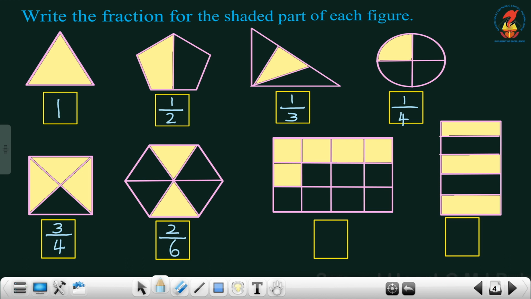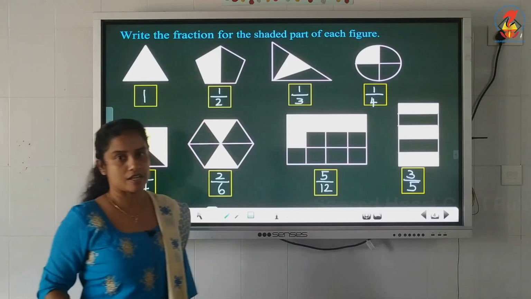Now look here, how many portions are shaded? 1, 2, 3, 4, 5. So we'll write 5 first by how many equal parts are there? 1, 2, 3, 4, 5, 6, 7, 8, 9, 10, 11, 12. So we'll write here 12. So what is the fraction called? 5 by 12. Now next, how many parts are shaded? 1, 2, 3. So we'll write 3 first by how many equal parts? 1, 2, 3, 4, 5. 3 by 5. So did you understand how to write the fraction?